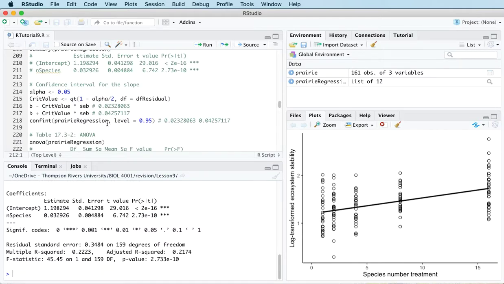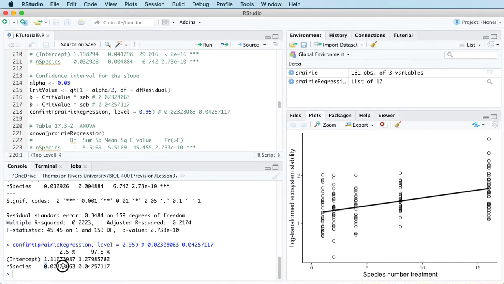Another way we could consider this is using a confidence interval for the slope. Again, we could calculate that by hand, or just as in the last video, we can use this confint function. So we're 95% confident that the population slope is between 0.023 and 0.043.